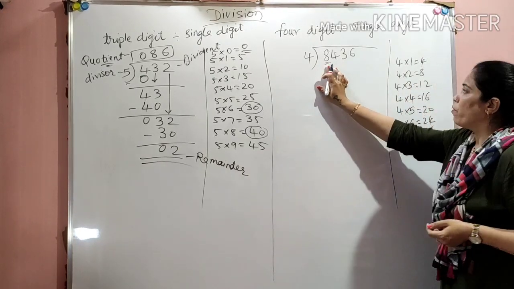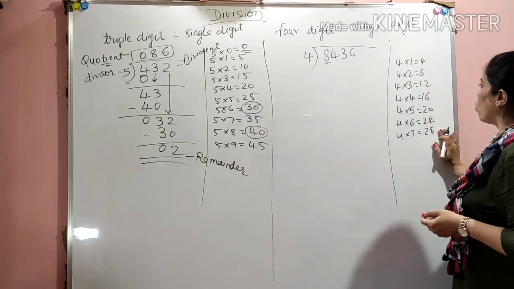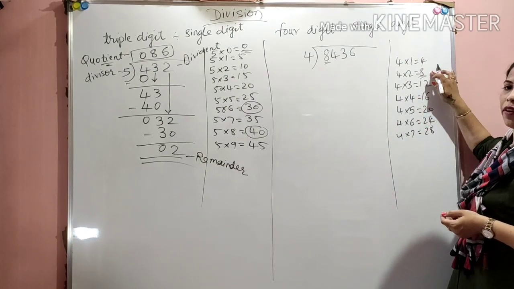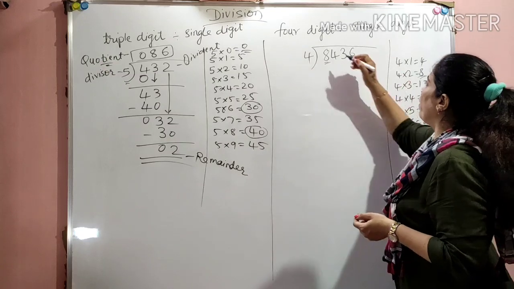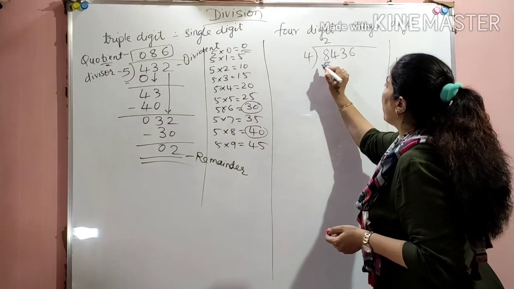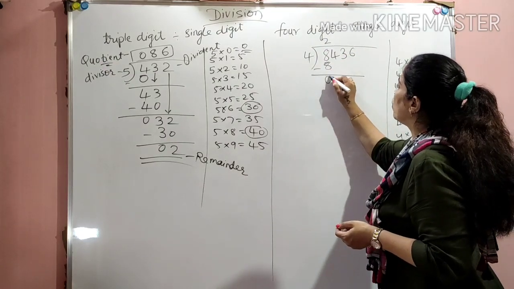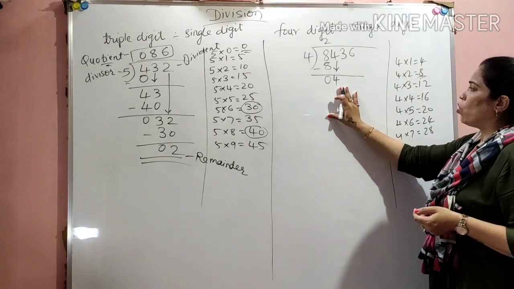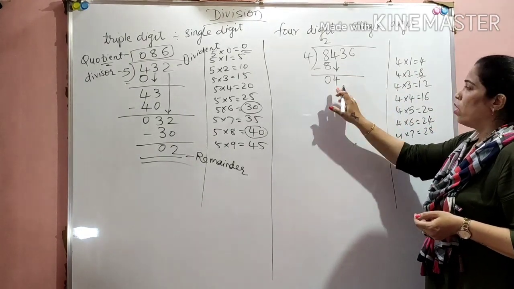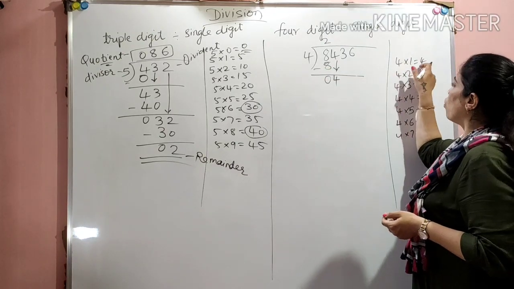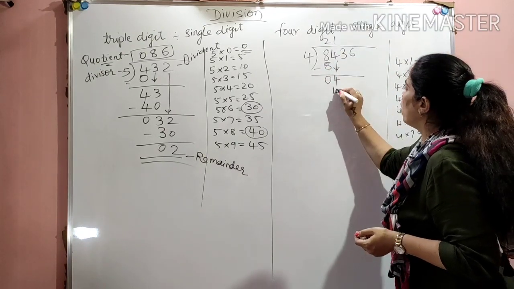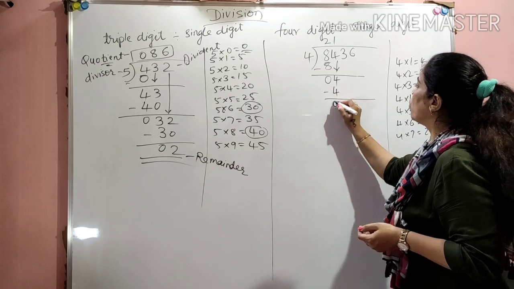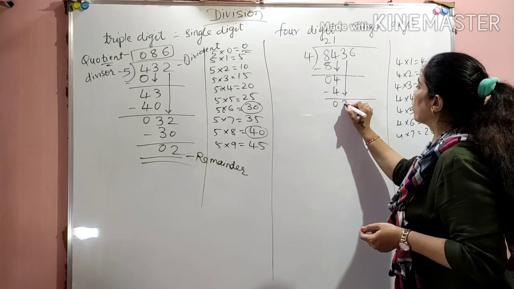So I will go with single digit. Now first I will see 8 whether it is coming in the table or not. 4 twos is what? 8. So directly we got the number. So I will take here 4 twos are 8 minus, then 0. Now this 4 will come down. Here single digit we got. So 4 ones is what? 4 ones is 4. So I will take 4 ones are 4 minus 0. Now this 3 will come down.